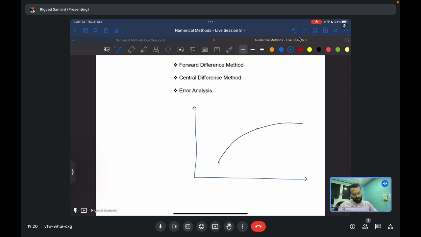What are the different types? The forward difference and central difference. I will show you how they are defined. If this is the point you are interested in, and this is the slope you have imagined, then you will take a certain delta x. This is x, this is y. This will be i plus 1.